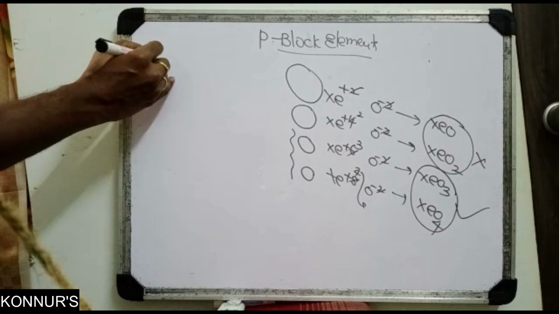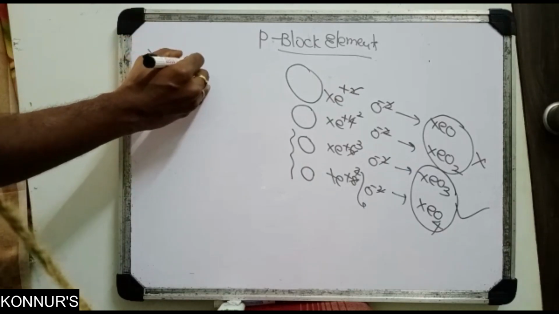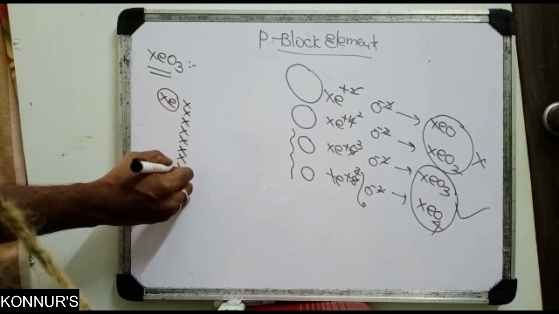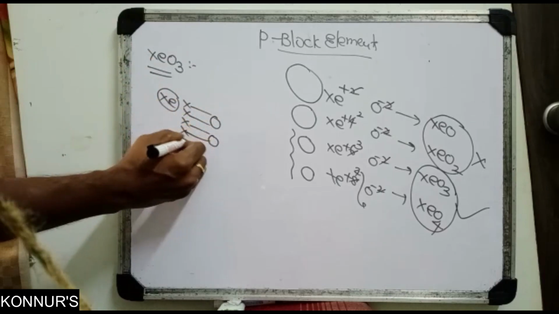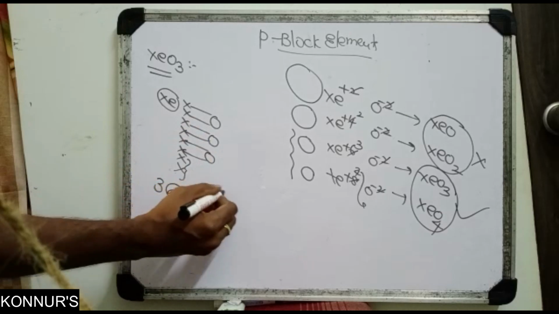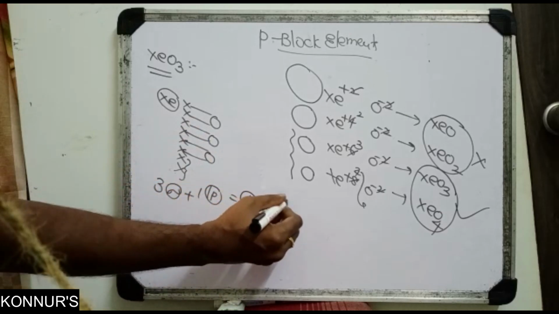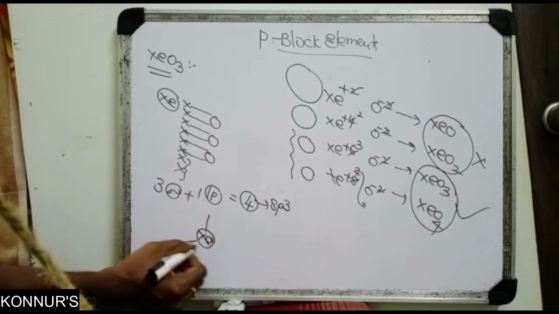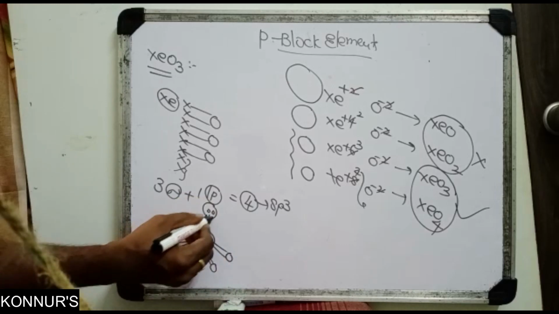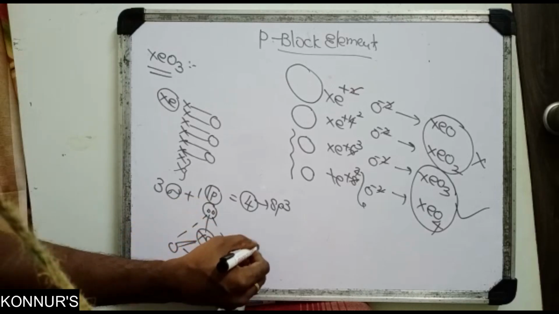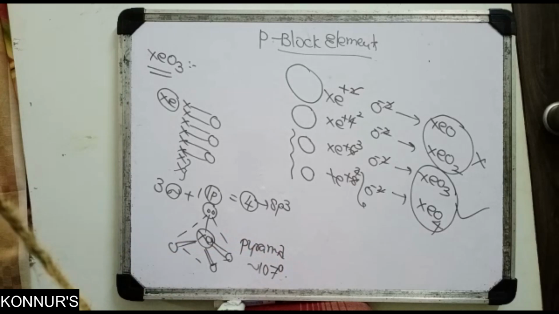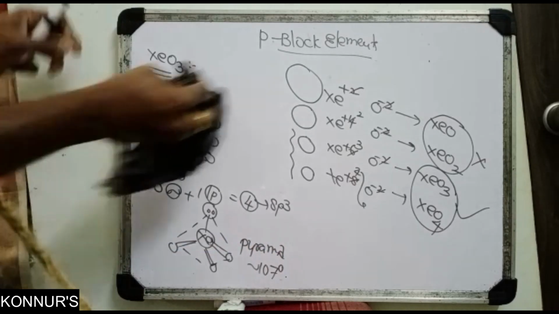So if you see the structure of XeO3. Xenon 1, 2, 3, 4, 5, 6, 7, 8. One oxygen, second oxygen, third oxygen. So 3 sigma bonds, 1 lone pair. So 3 plus 1 is 4, and 4 means sp3. So take xenon as central, write down 4 bonds in that. One is a lone pair, double bond O, double bond O. So the structure you are getting is a pyramid. Bond angle is nearer to 107 degrees. That is XeO3.